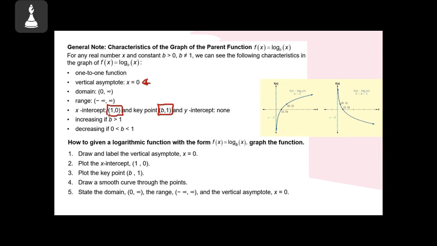If we're going to graph them, the first thing you should do is draw your vertical asymptote. Note that this is different if you have x plus c or x minus c inside, because that's going to shift your graph and your vertical asymptote. You're going to plot your first point, (1, 0), and then your key point, (b, 1). We'll then draw a smooth curve between those points.